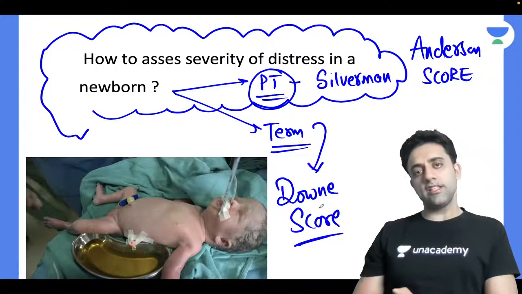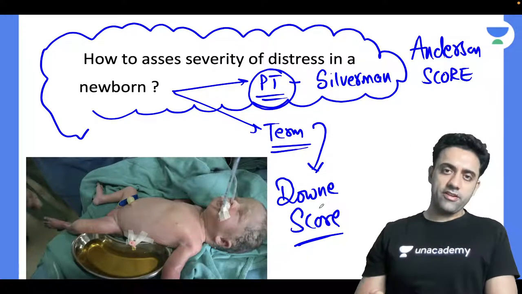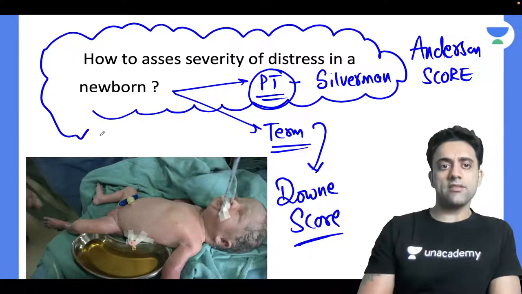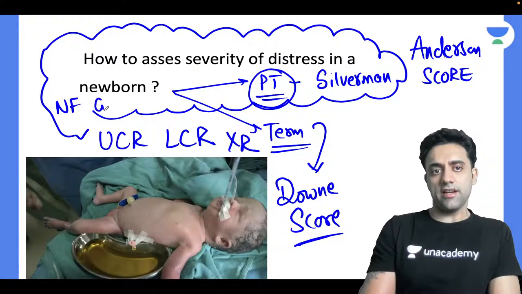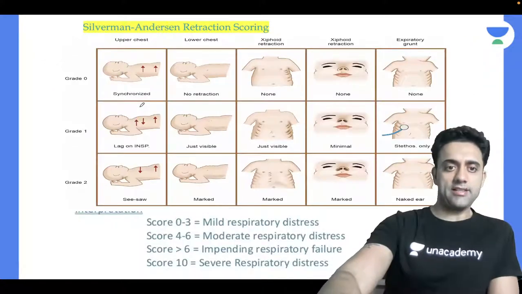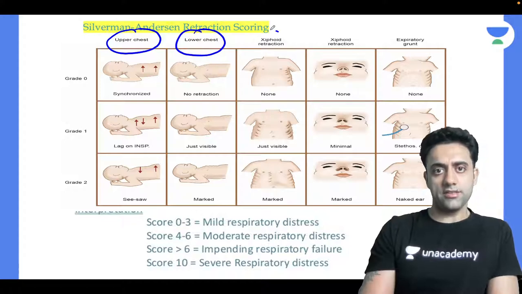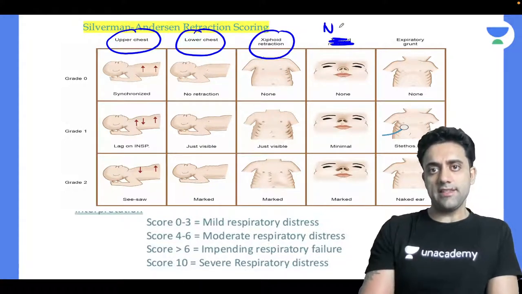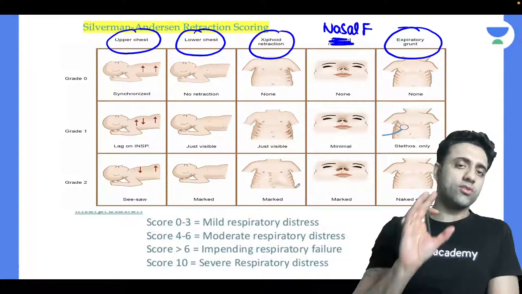Okay, what are the points of the Silverman Anderson score? Can anyone tell me what are the important points of this Silverman Anderson score? The points are upper chest retractions, lower chest retractions, xiphoid retractions, nasal flaring and grunt. Yes, exactly. We have upper chest retractions, lower chest retractions, xiphoid retractions, then we have nasal flaring and grunt.